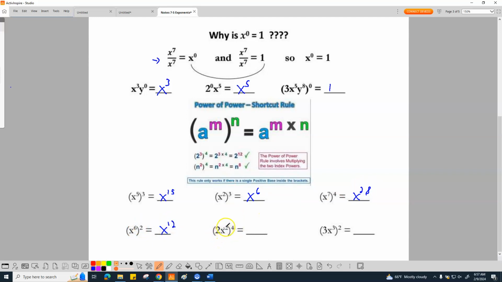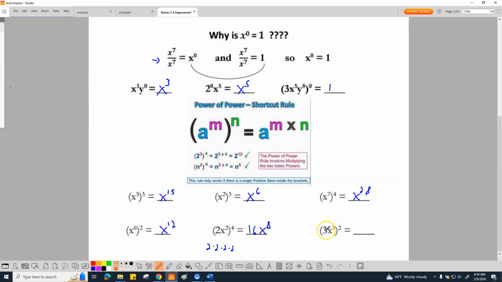Now, this actually has some numbers in it. Y'all, the rules do not change just because we're adding another rule. What is 2 to the 4th power? 2 times 2 times 2 times 2. That is going to be 16. What's our rule for exponents? 2 raised to the 4th power is going to be 8. So that comes out to 16x to the 8th.